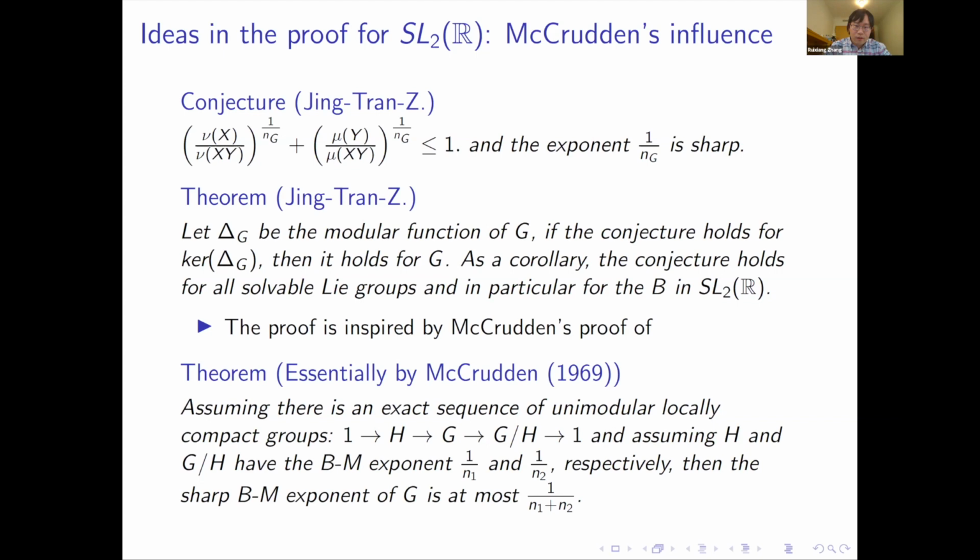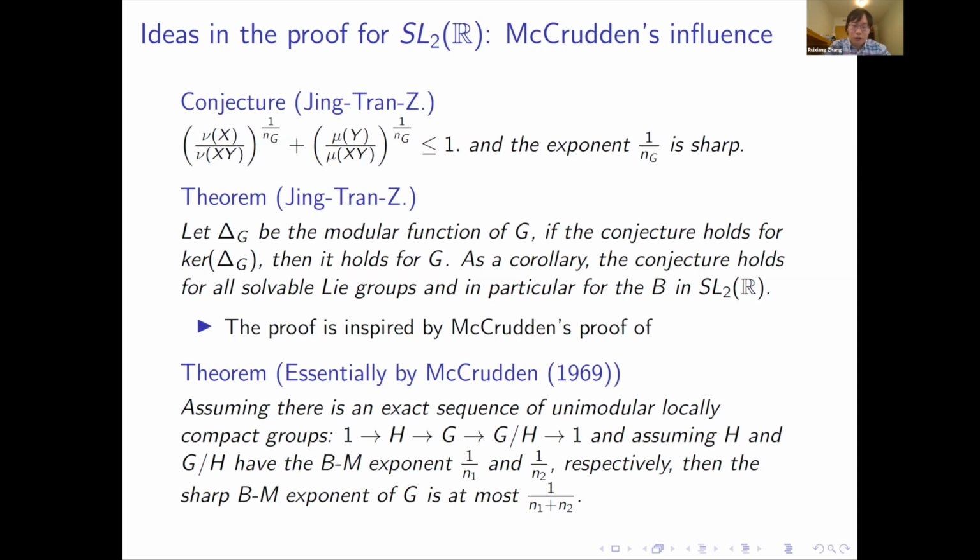So his theorem says, if you have an exact sequence of unimodular locally compact groups, 1 to H to G to G quotient H and then to 1, he probably didn't put it this way, but that's what essentially he proved. And assuming H and G quotient H have the Brunn-Minkowski exponent 1 over N1 and 1 over N2 respectively. I didn't define Brunn-Minkowski exponents, but that's the exponent you put on the inequality where it's correct. Then you know that G has the Brunn-Minkowski exponent at most 1 over N1 plus N2. So in particular, this theorem tells us how to pass from the Brunn-Minkowski in R to R squared and to R to the B. So this is a very nice theorem. You can recover the proof of Brunn-Minkowski once you know this theorem.